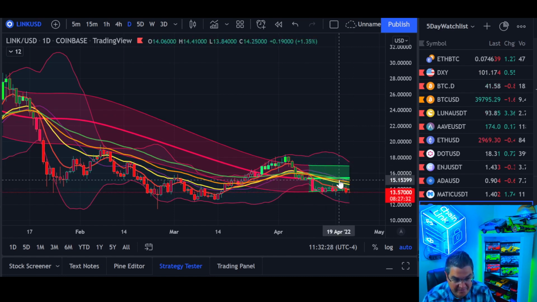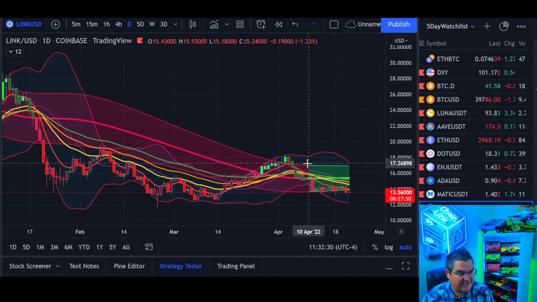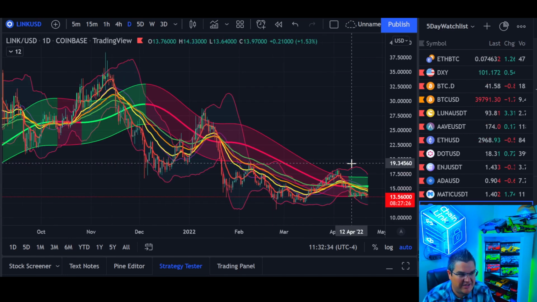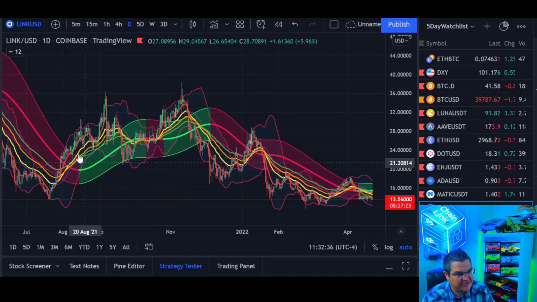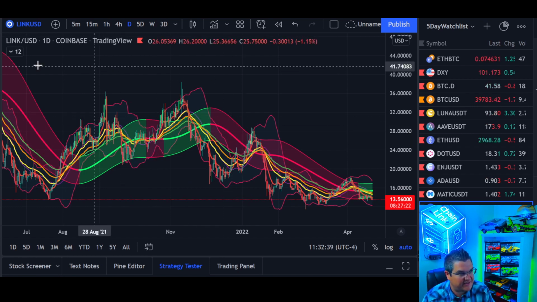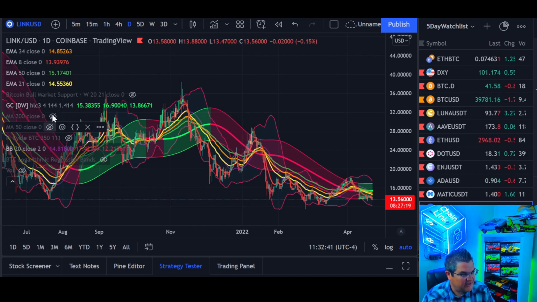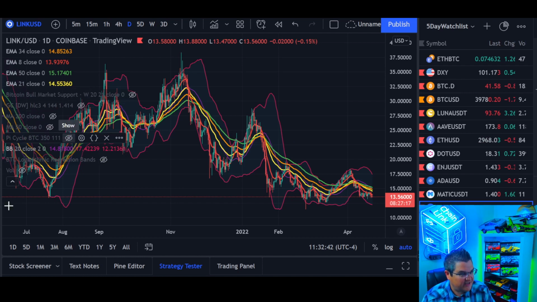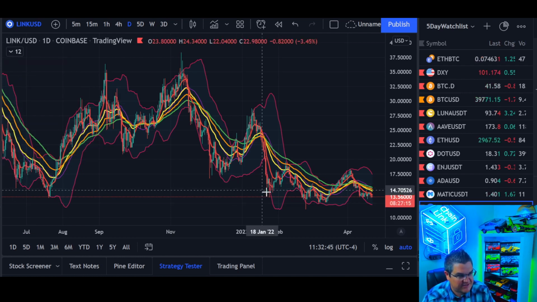Now, on the positive side of the intermediate, we're green on the daily. However, I don't really like to use the Gaussian on the daily because you can see it flips back and forth quite often. So let's go ahead and take that off. Right there. There we go. And now let's see what we got here.